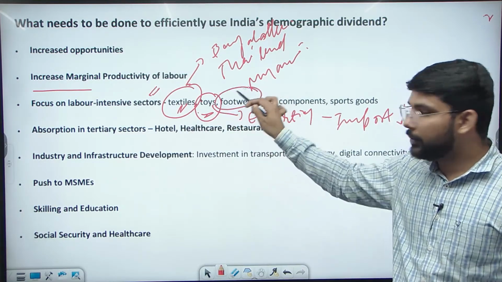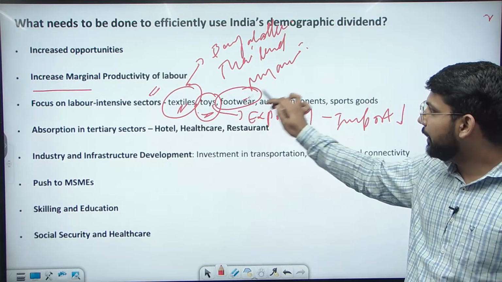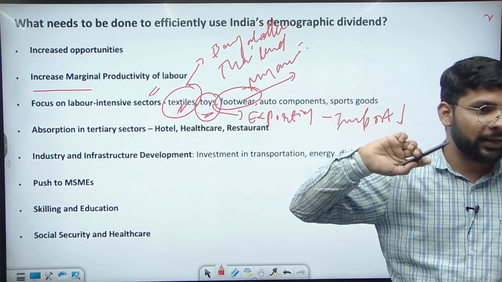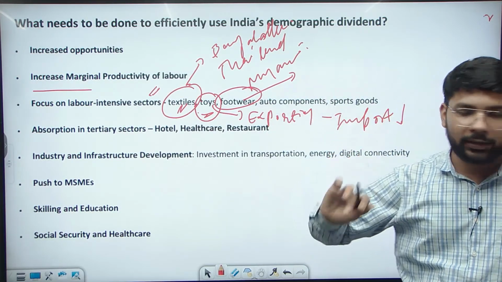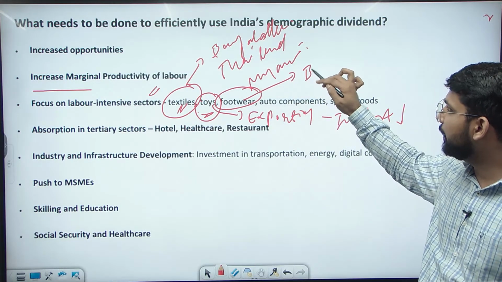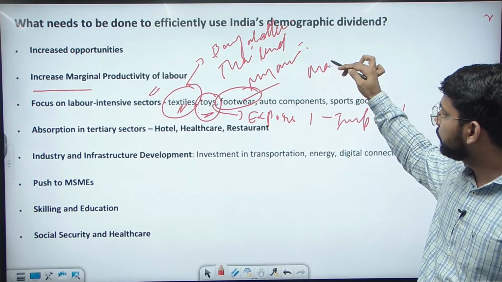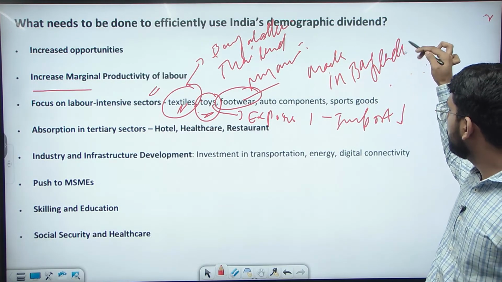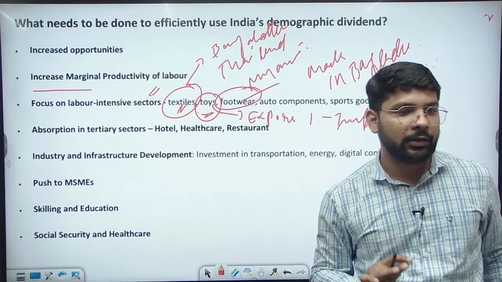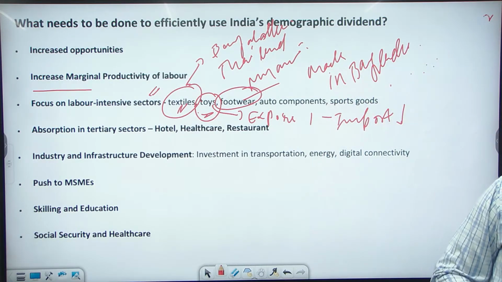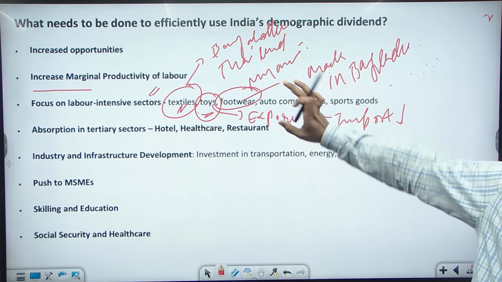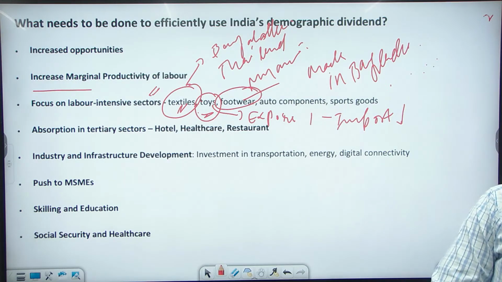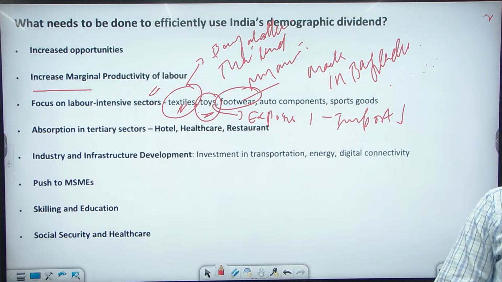Focus on footwear. Now there is a trend: whenever you are buying something branded, from any company, in most cases you find made in Bangladesh. Even if it's Adidas, even if it's Nike, you will find made in Bangladesh. So that is a textile hub now for some of the companies, because of the cheap labor and the environment provided by the government there.